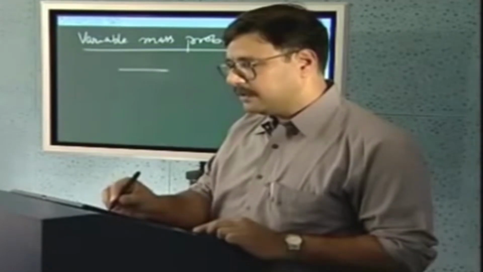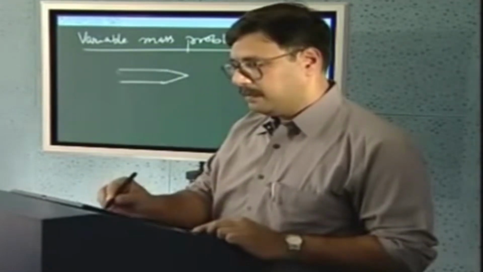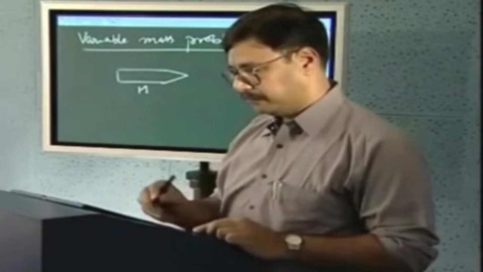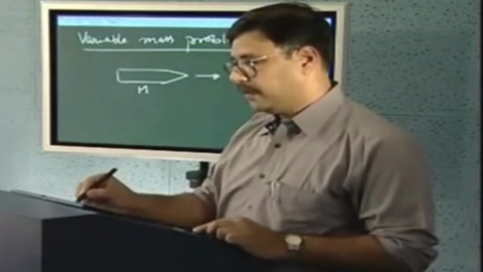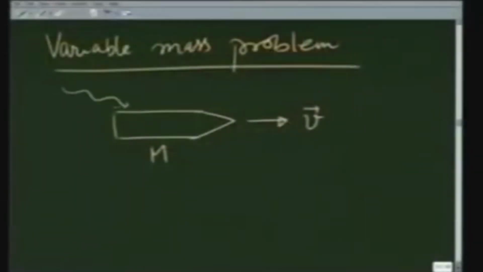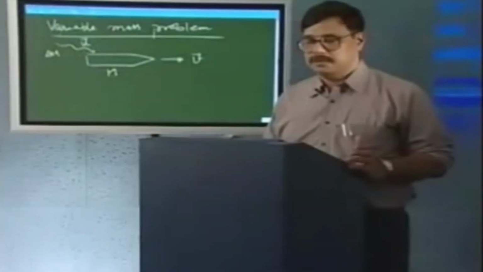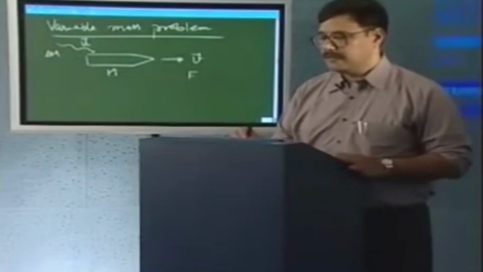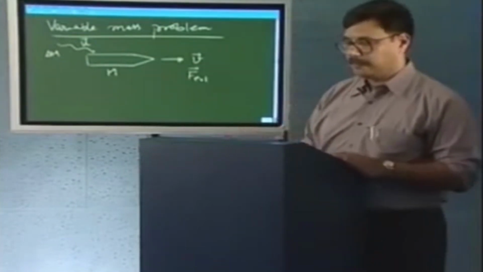So, to formulate this, let me take a mass m, which is initially moving with velocity v, and onto this I add a mass delta m, which was coming in with velocity u. If this is in outer space, there will be no external force on the system. If this is on Earth or some other planet, there will be a gravitational force on the system. So, let us assume there is a net external force F acting on the system.